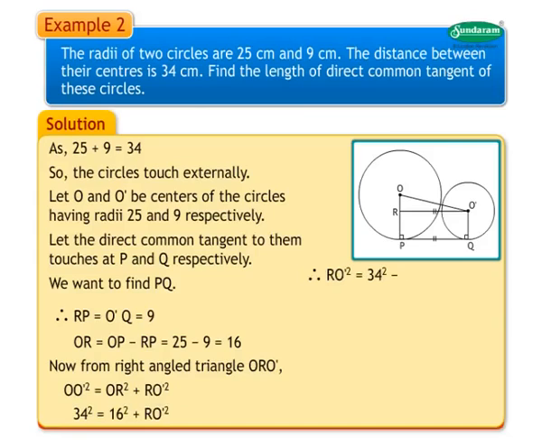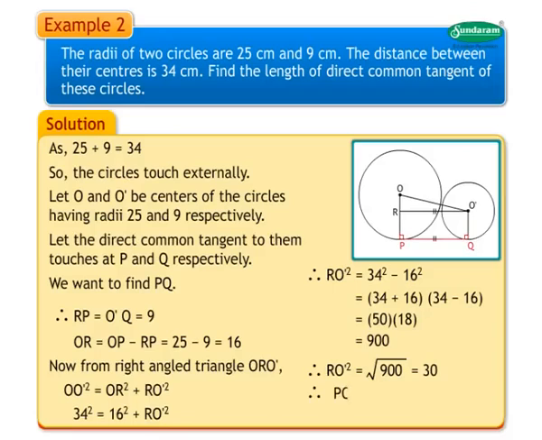Therefore, RO' square is equal to 34 square minus 16 square, which is equal to 34 plus 16 into 34 minus 16, is equal to 50 into 18, is equal to 900. Therefore, RO' is equal to square root of 900 is equal to 30. Therefore, PQ is equal to 30, as PQO'R is a rectangle.